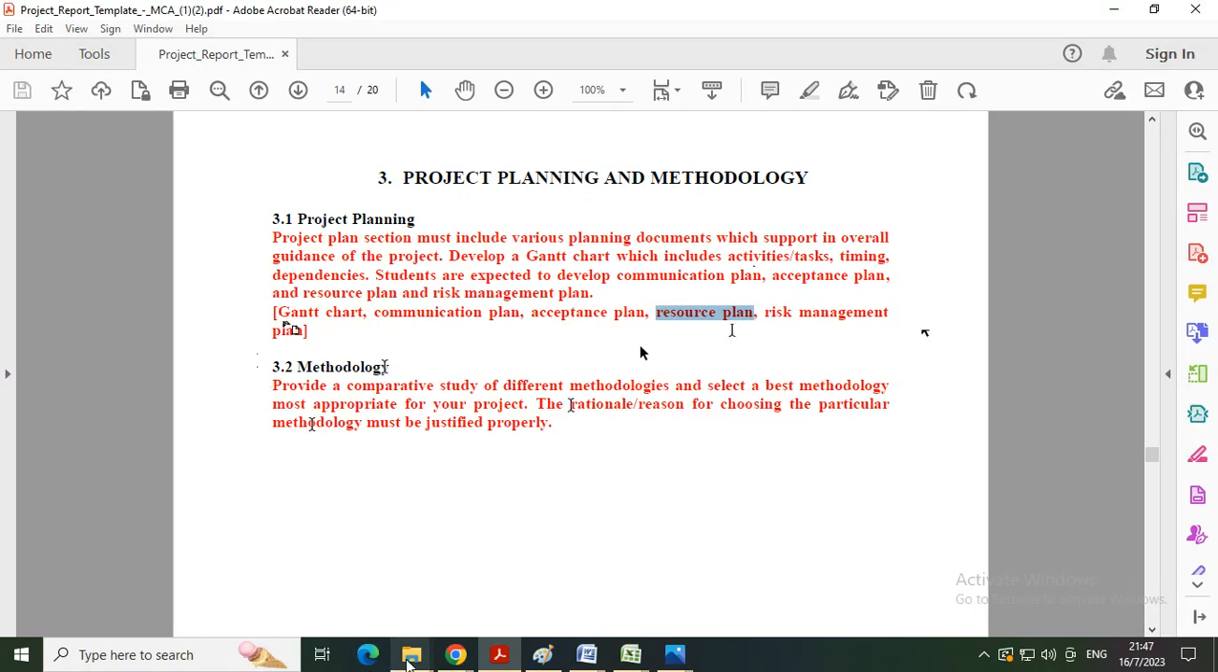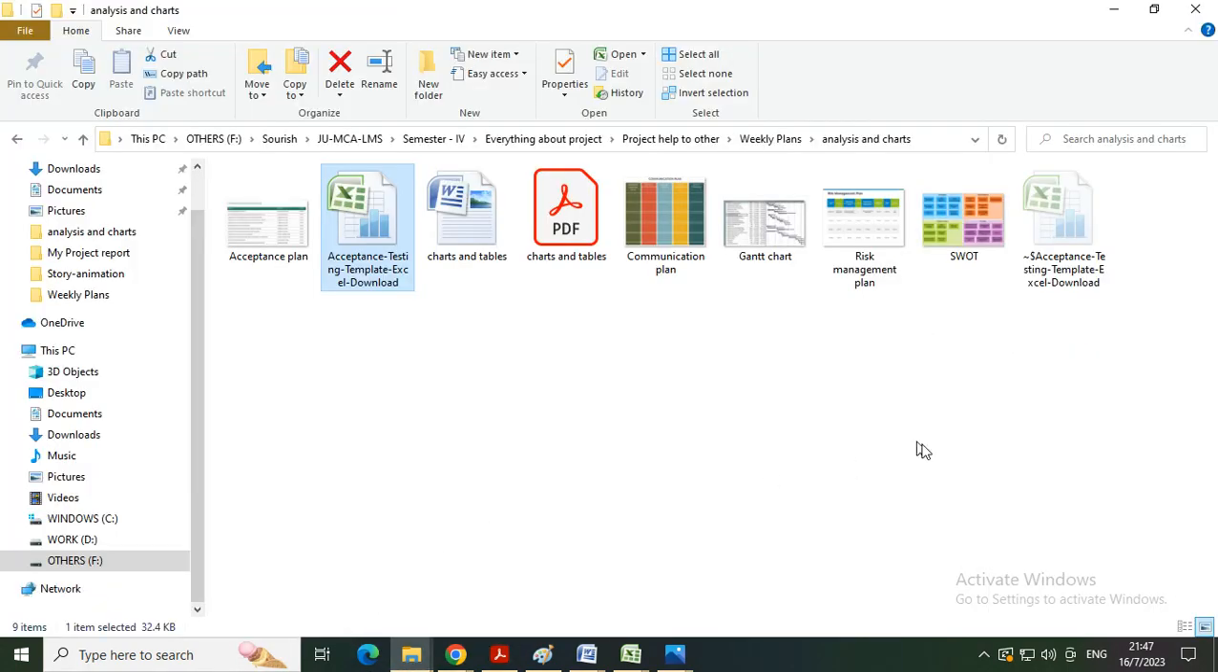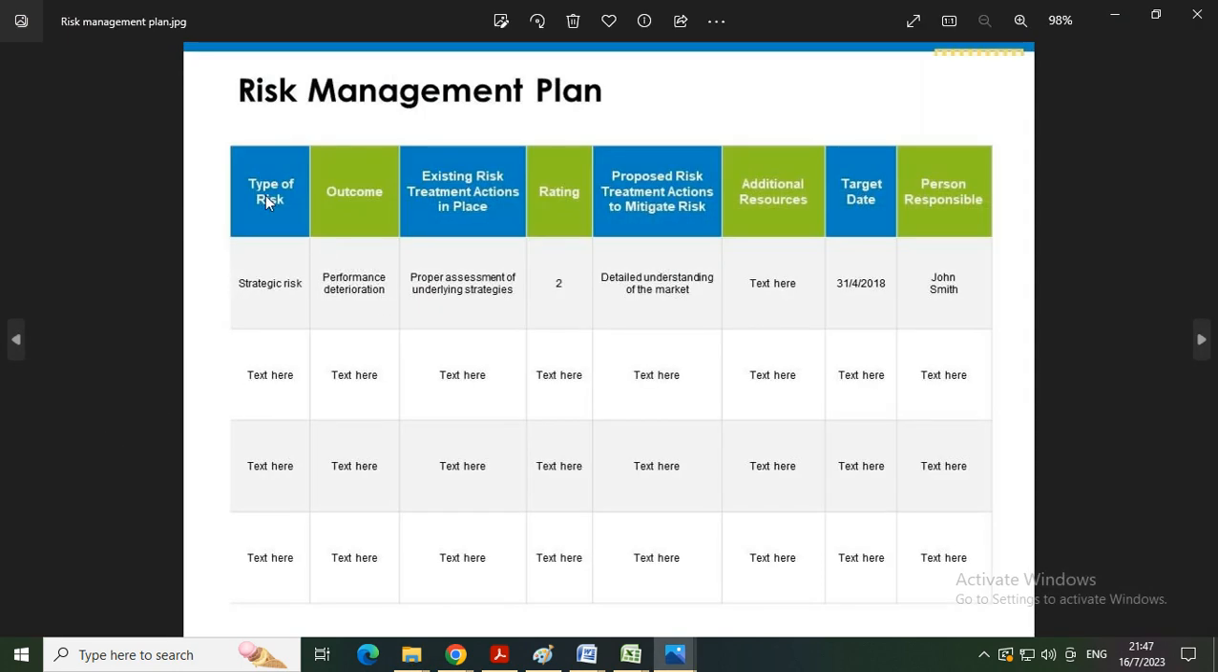Now, what is your risk management plan? You have to identify some risks in your project, and you can get an idea from here. See here, type of risks. What are the types of risks that may happen in your project? And what will happen if the risk occurs? That you have to specify under this column. If there is anything currently present to mitigate that risk, you have to specify that here. You can delete a few columns which are not relevant to your project, but more or less you can take the help of this table. I used this table in my project too.